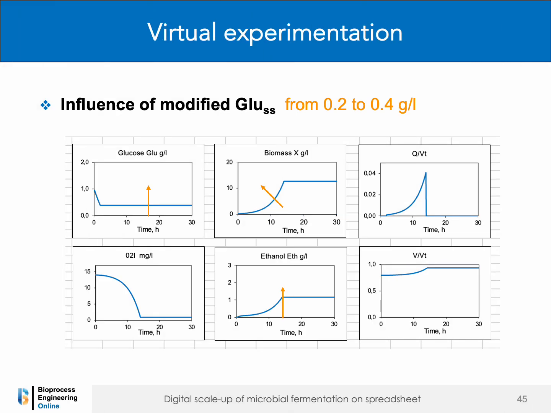Moreover, you can immediately visualize how changes in the operating variables affect the fed batch dynamics. For example, increasing the steady-state glucose concentration from 0.2 to 0.4 grams per liter leads to a faster rise in yeast biomass due to a higher specific growth rate, while simultaneously promoting increased ethanol production.